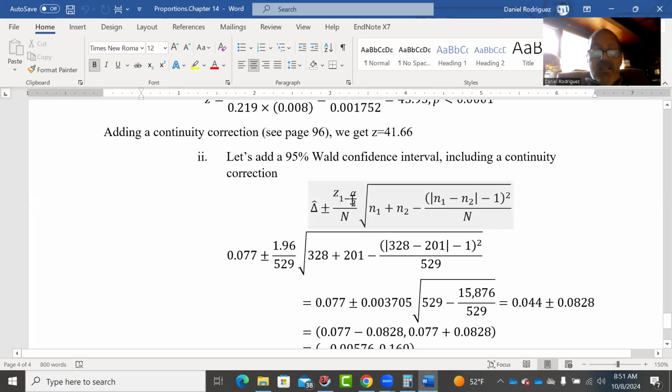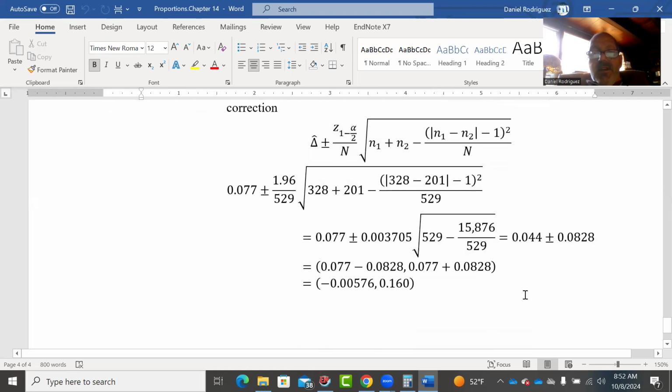So we get plus or minus our z value again. Remember, this is for the cutoff points for our confidence interval, divided by n, and then we multiply. This is kind of an adaptation, because obviously we pull the n out of here. There are all these little adaptations we can do to simplify the notation or to make things a little easier to calculate. And we get this confidence interval going from negative 0.00576 to 0.160.